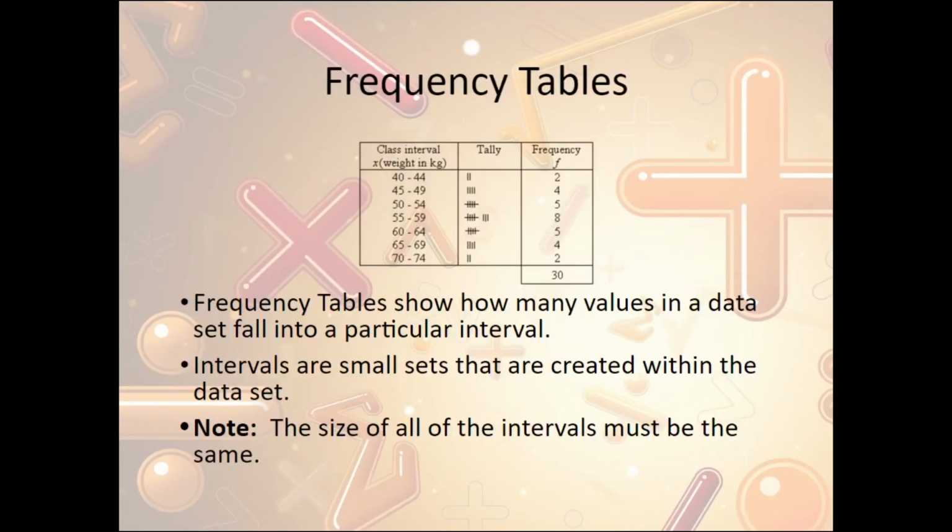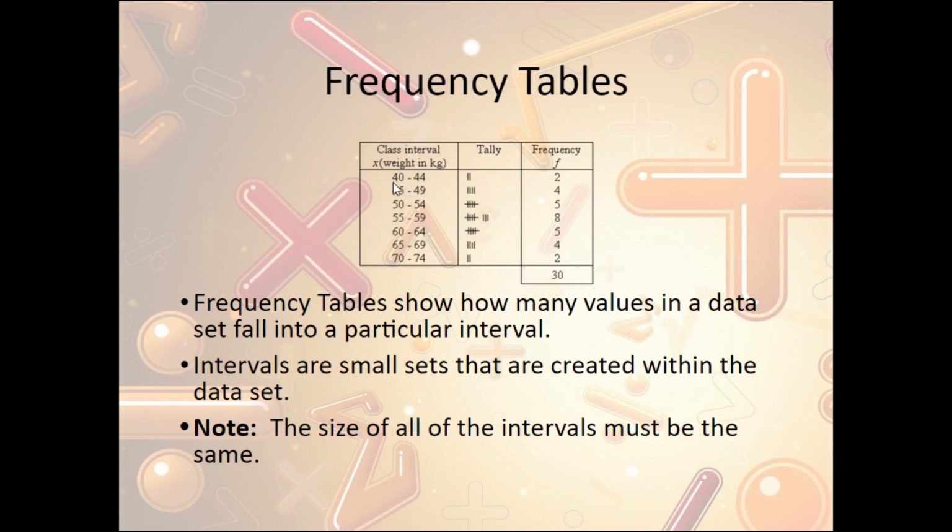Now let's take a look at frequency tables. Frequency tables show how many values in the data set fall within a particular interval. Intervals are small sets that are created within the data set. Notice that when we create a frequency table, all the intervals must be the same size. So we can't have an interval that goes from 0 to 10 and then from 11 to 55. That doesn't work.